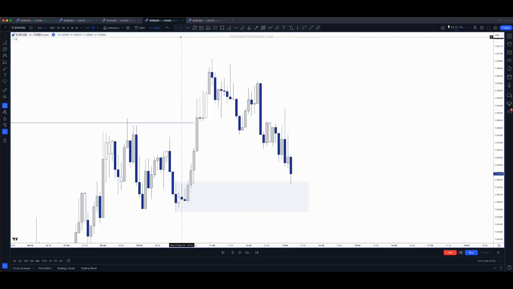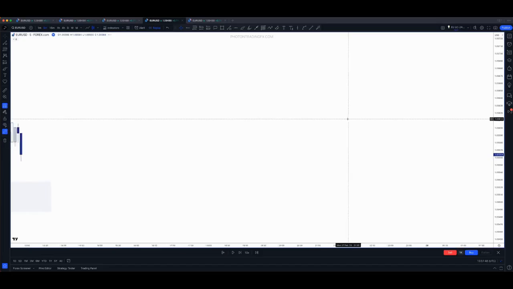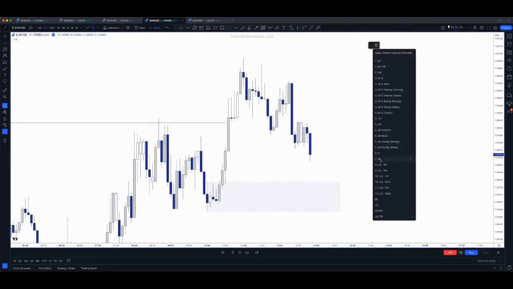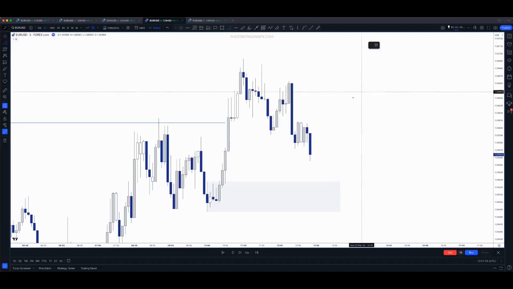So what has happened here, I'm going to bring it back so we can see, is at this moment, the fractal high is here, okay? We can see that, right? That's that last fractal pullback. So that's the fractal high.